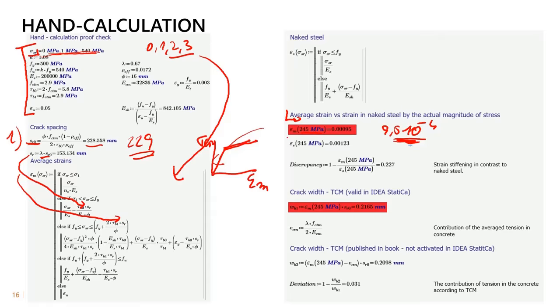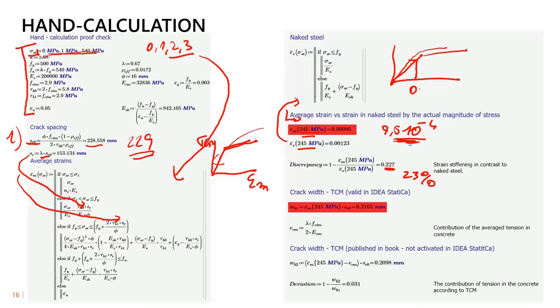Here is the epsilon s. The epsilon s is just the pure naked steel diagram. Okay, so this is something like that, and the epsilon m is the diagram with tension stiffening. What I did, I just inserted this 245 to show you the contribution of the strain stiffening once the rebar is embedded inside a concrete. So this is basically 23%, I would say, strain stiffening on the rebar.